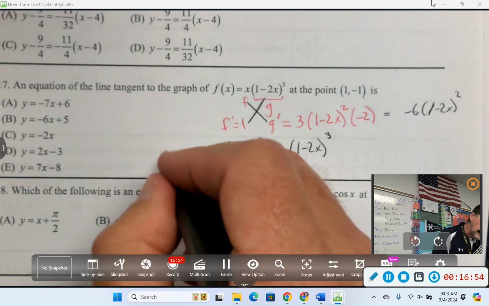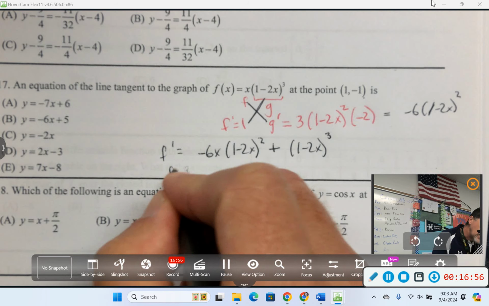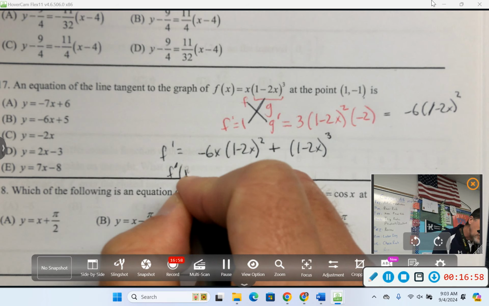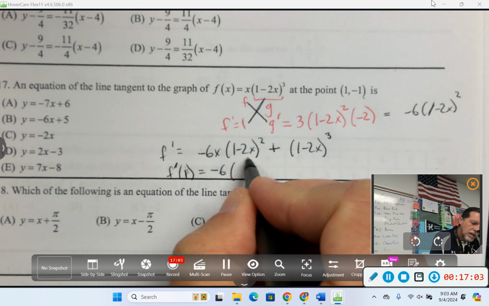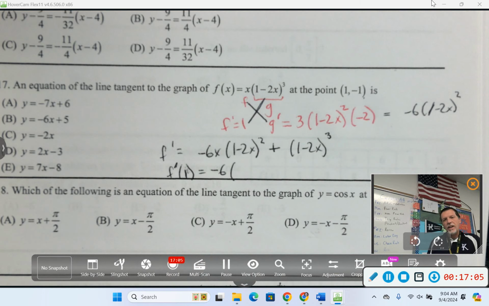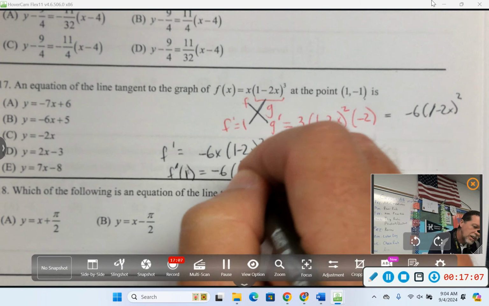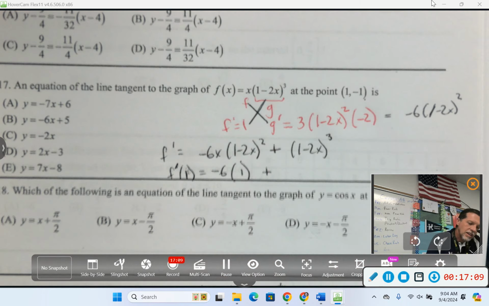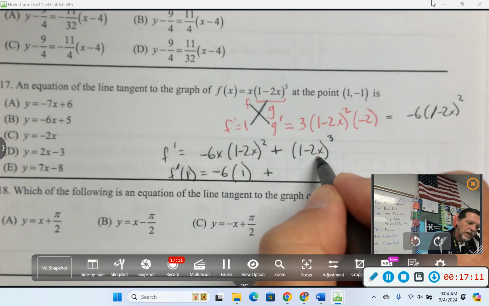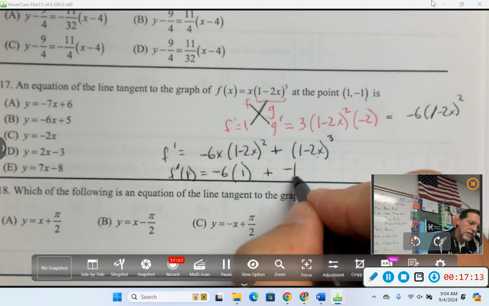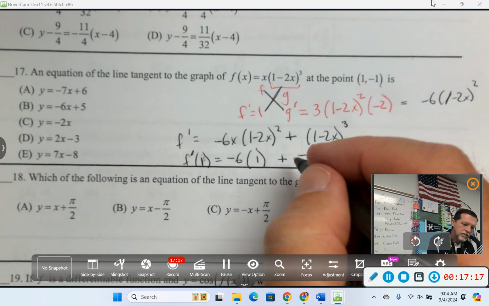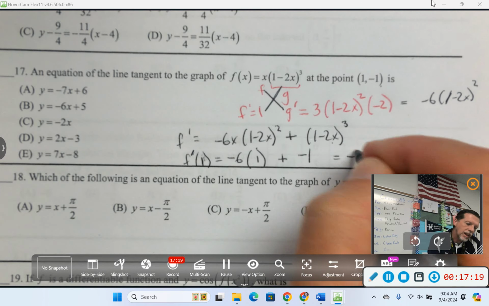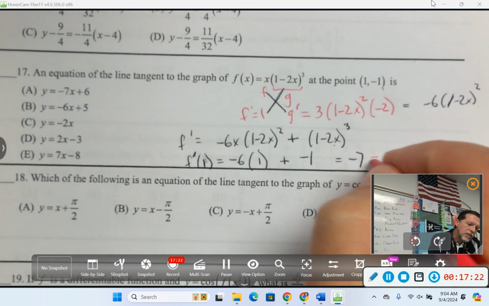And I want to plug in 1. So negative 6 times 1. 1 minus 2 is negative 1. Squared is 1. 1 minus 2 is negative 1. Cubed is a negative 1. So negative 6 minus 1 is negative 7. So there's my slope.